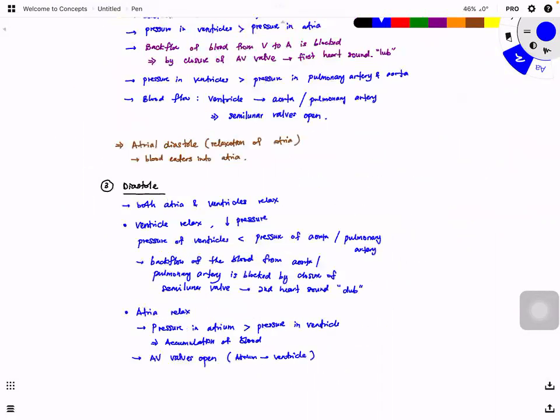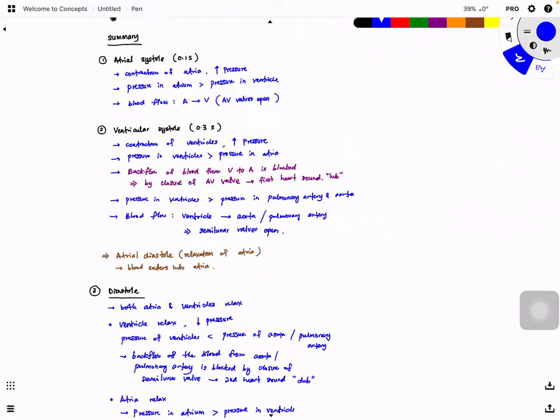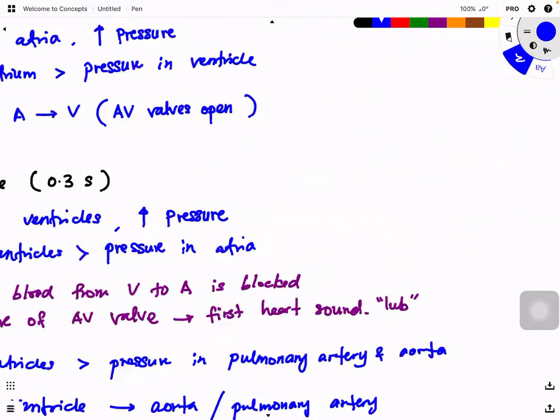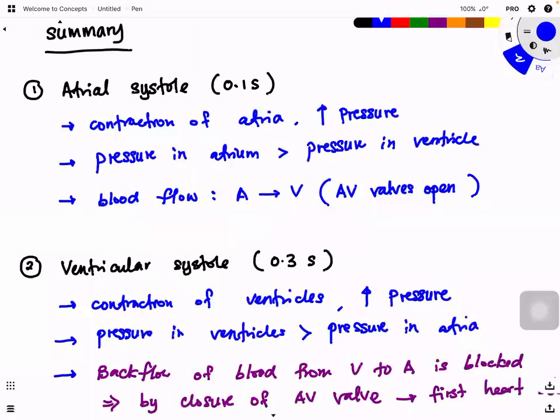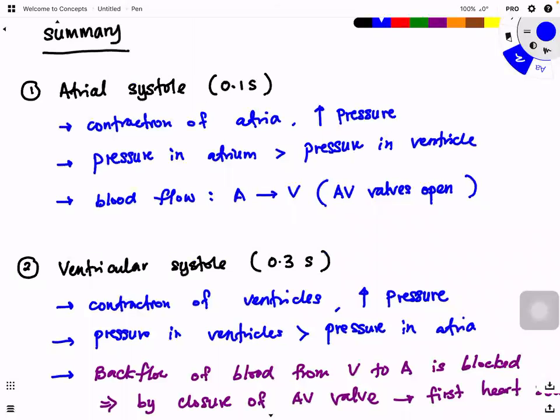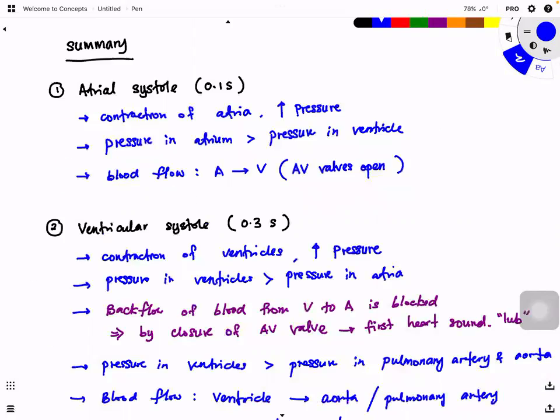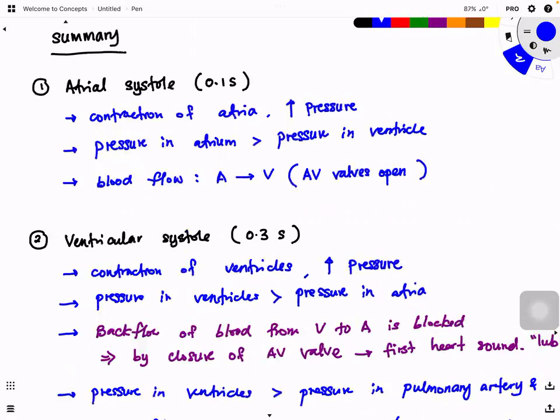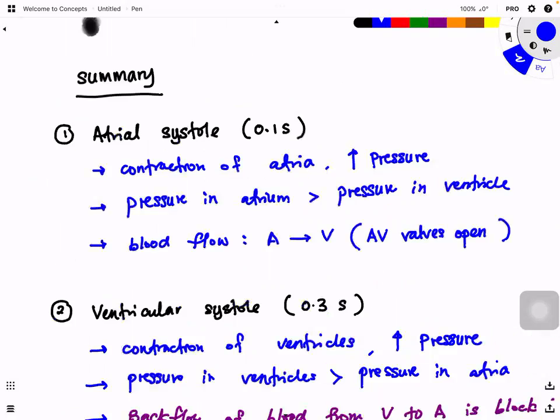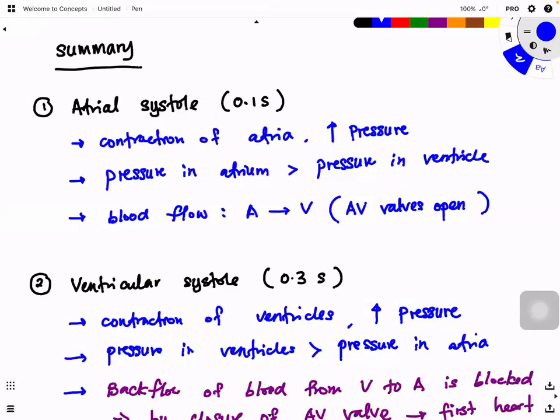Okay, the summary. I think I need to make it step by step. Okay, so start with this one first. Wait, guys. Okay lah. No. Stop the recording.